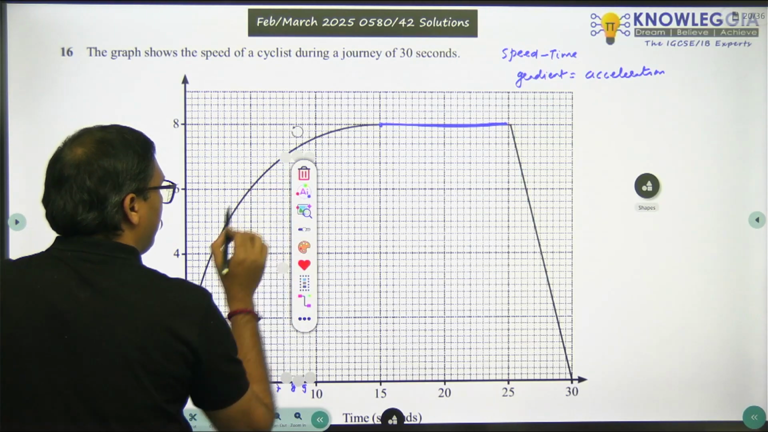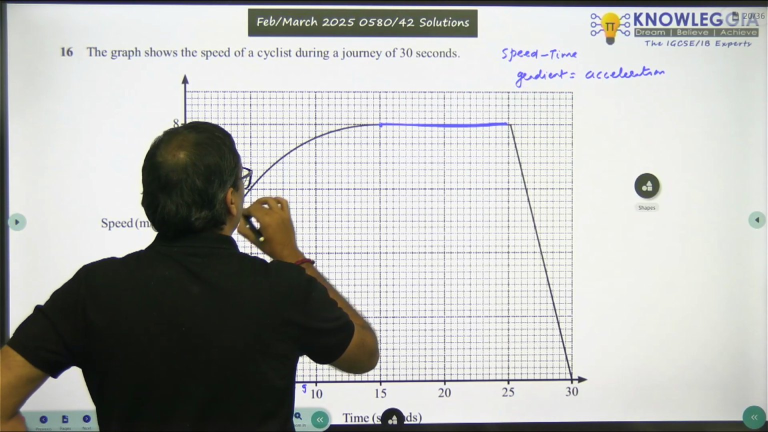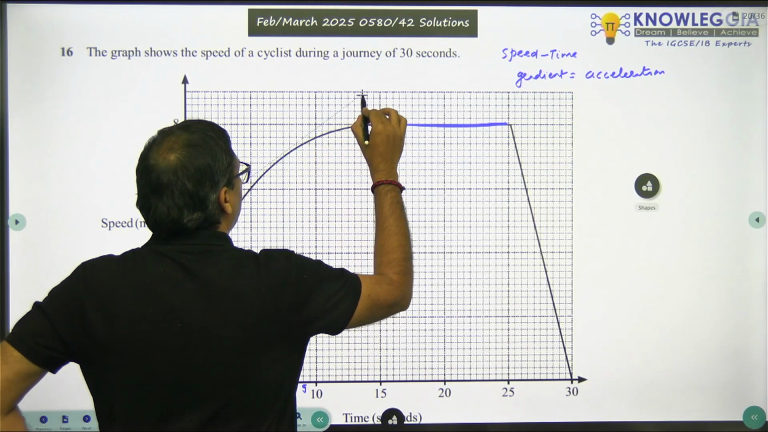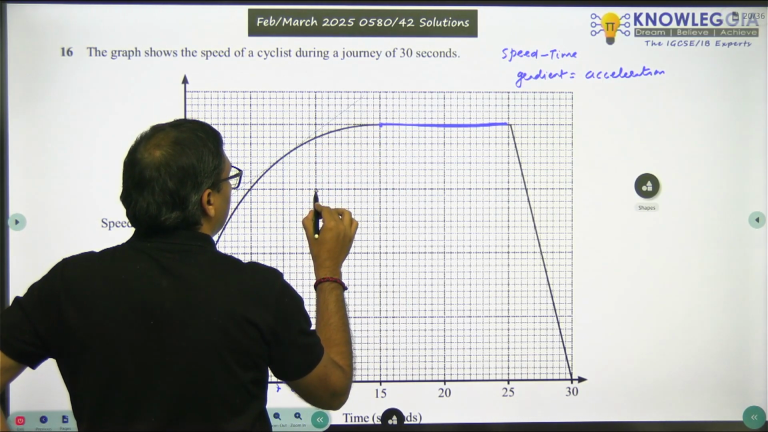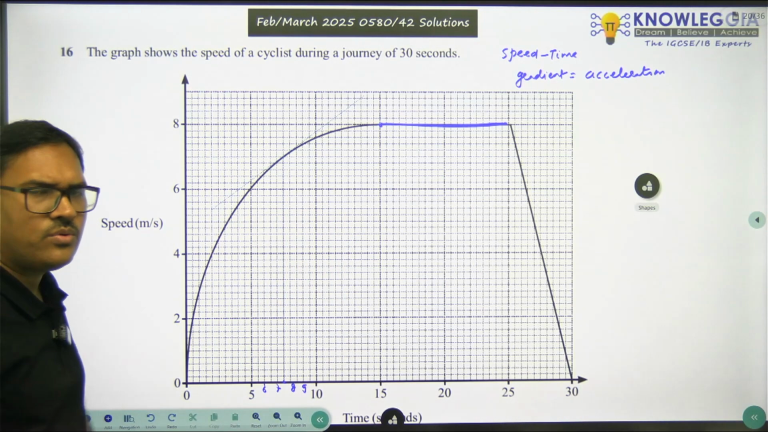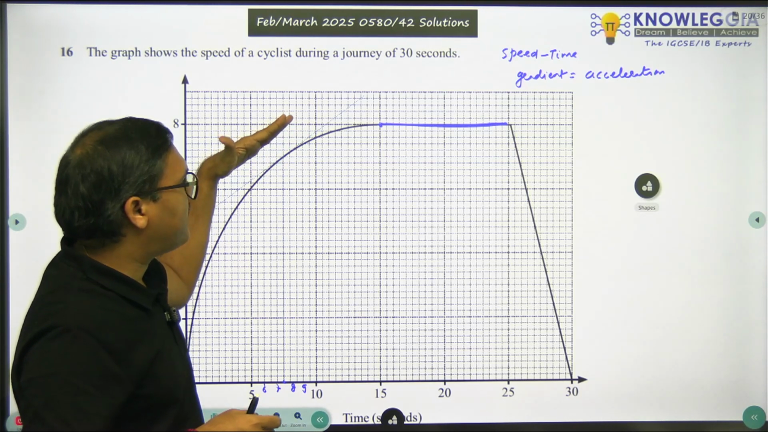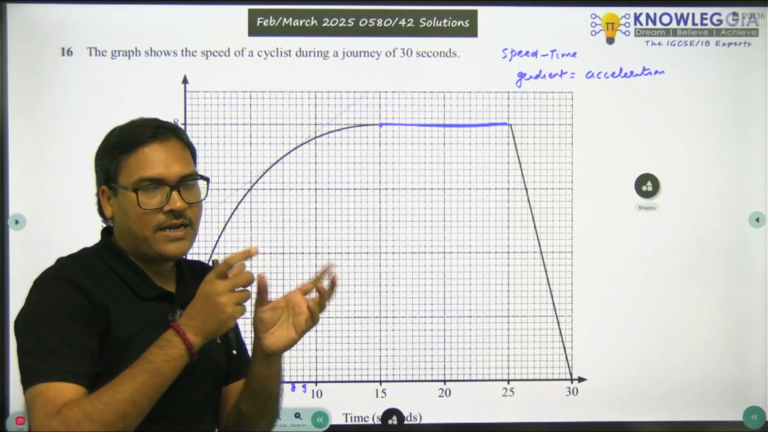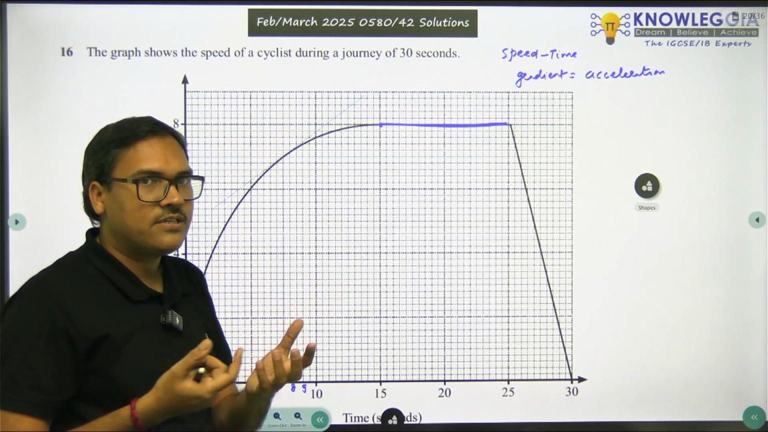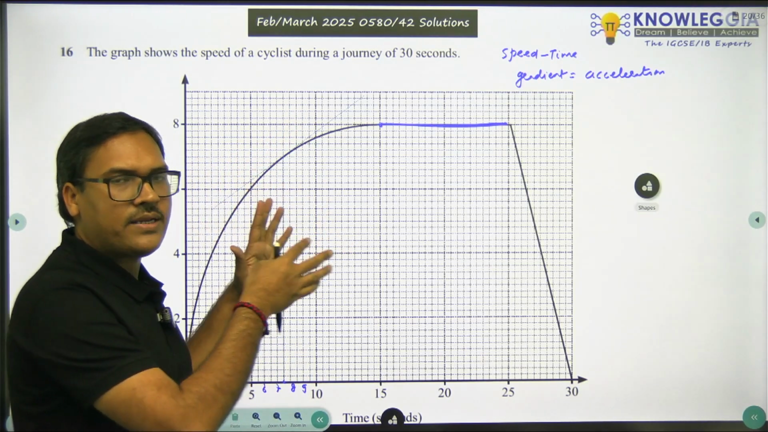Now at 7.5, you have to find the acceleration. So you have to draw the tangent at 7.5. Just try to draw a line which is touching the graph at 7.5. Just try to get an estimate of the tangent. This is just a rough sketch of the tangent we are trying to draw. There might be a slight difference in everyone's answer because it depends on how you are drawing the slope. Just try to be as accurate as possible.